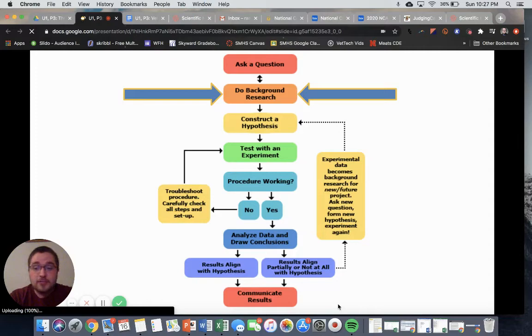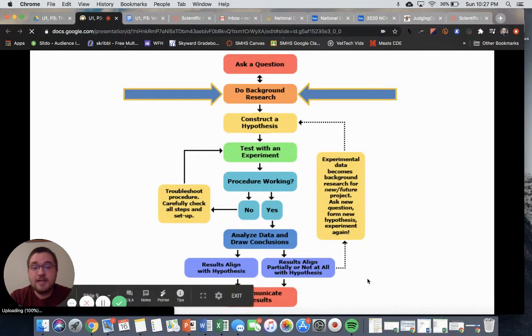Doing some background research. This is going to get us prepared for creating a hypothesis and then setting up our experiment. So this is a very, very important step of the scientific method.